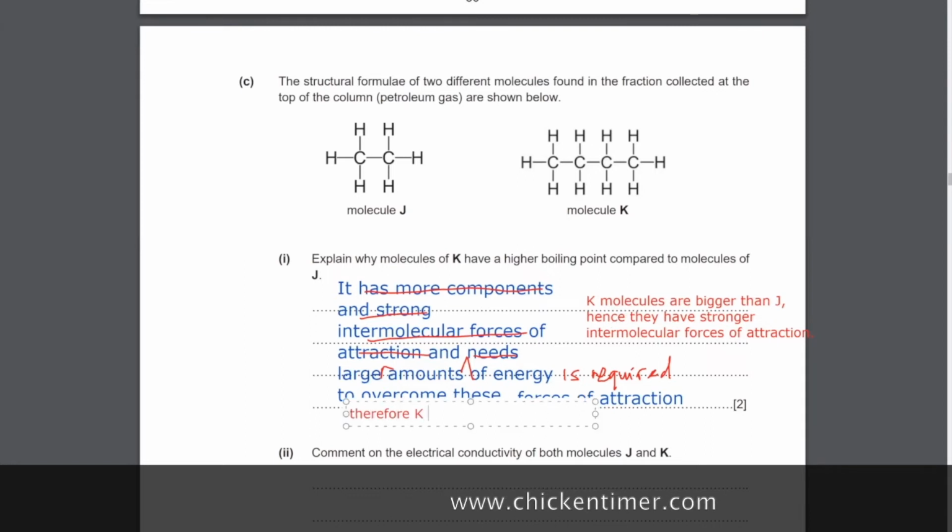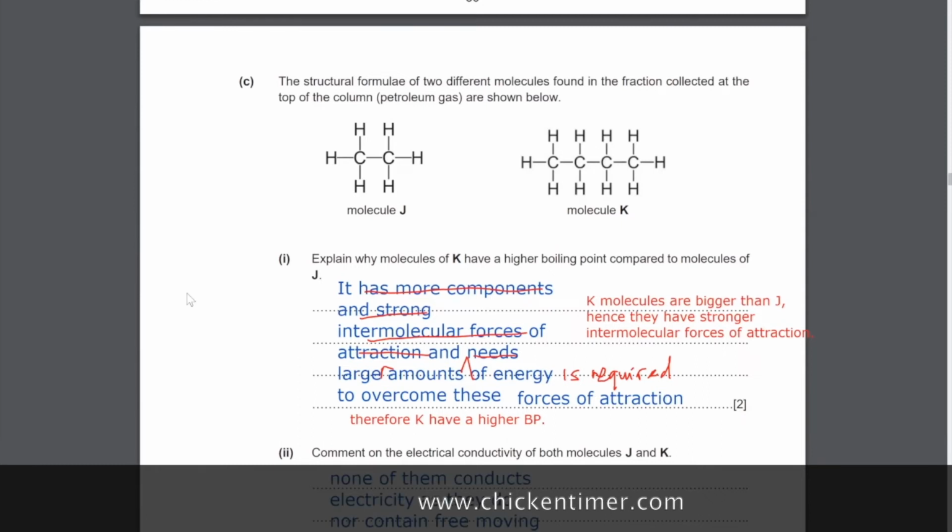Therefore, K has a higher boiling point. Okay, but you're there already. Comment on the electrical conductivity. So this one, what they want is to say whether J and K can conduct electricity. Then if they cannot, you have to say why. If they can, then you have to say why too.